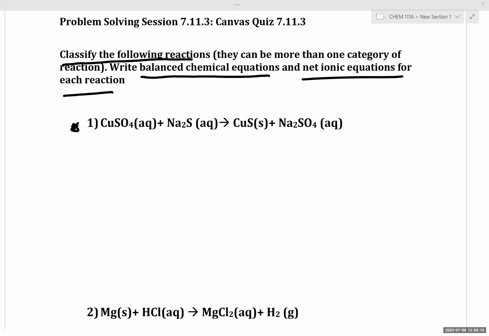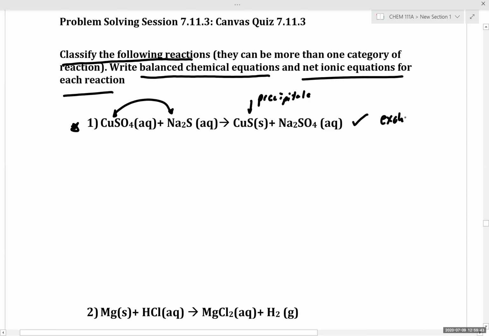Okay, so let's discuss this first example. So looking first and foremost, we're going to check that our equation's balanced, which it is. We know that we're combining two solutions to generate a solid precipitate. We also see that there has been an exchange of cations. So we call this an exchange reaction and a precipitation reaction.